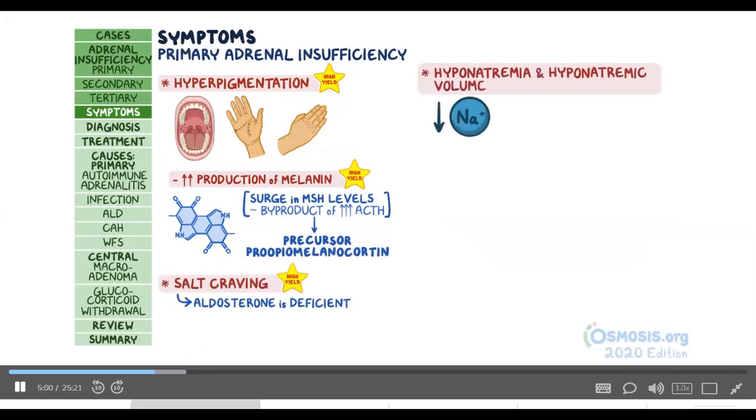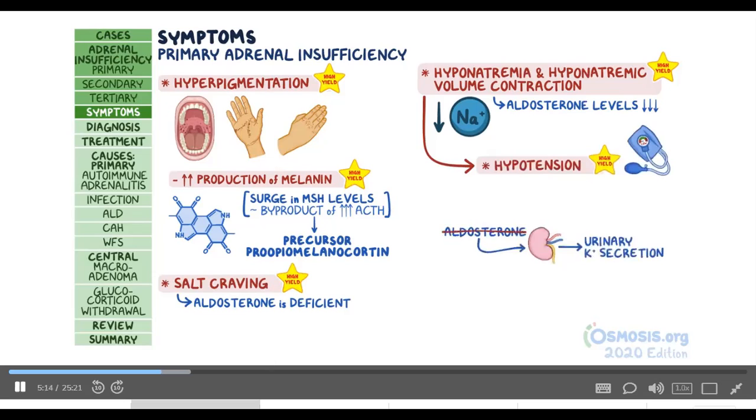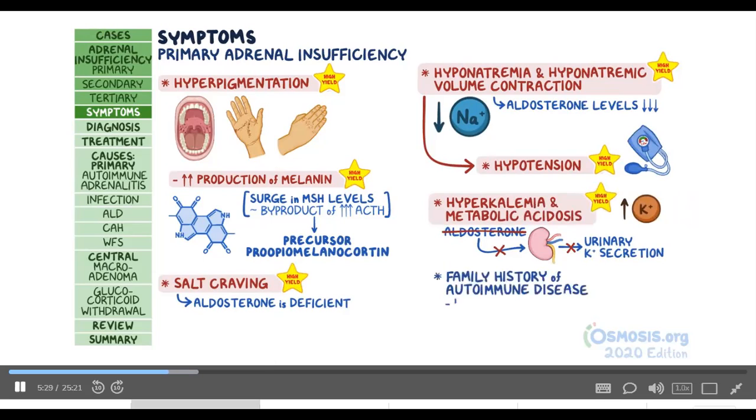Hyponatremia and hyponatremic volume contraction can also develop when aldosterone levels drop, since aldosterone normally enhances sodium reabsorption. The main result of volume contraction is hypotension. Another major function of aldosterone is to increase urinary potassium secretion, and without it, the kidneys won't be able to get rid of excess potassium, which causes hyperkalemia and subsequently metabolic acidosis. Additionally, on your test, there might also be either a personal or a family history of autoimmune disease, like diabetes or Hashimoto thyroiditis, which are commonly associated with autoimmune Addison disease.